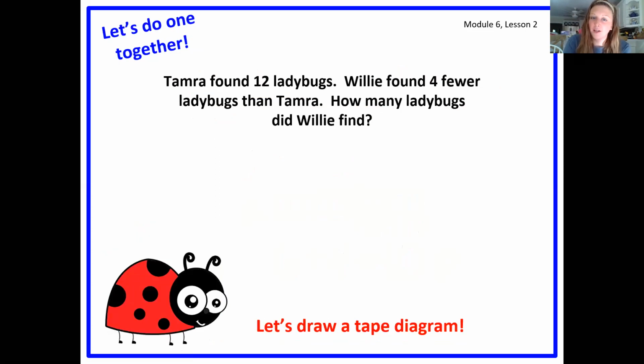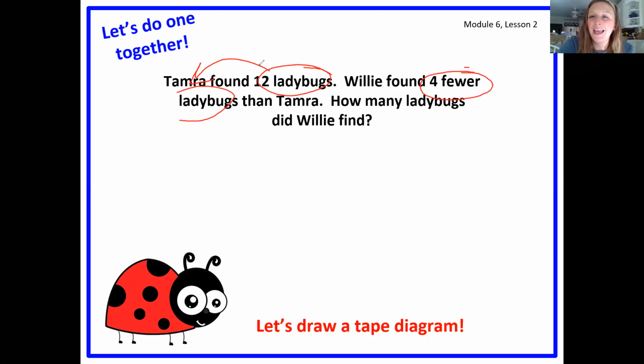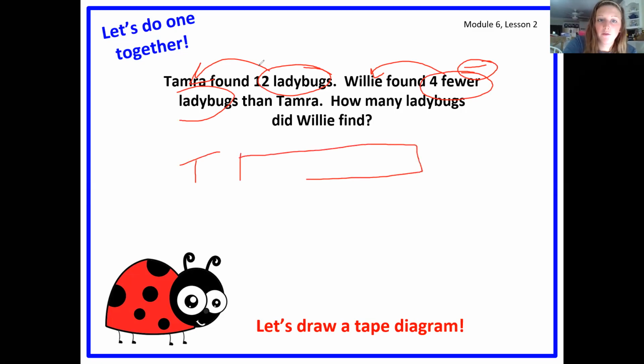So Tamira found 12 ladybugs and Willie found 4 fewer ladybugs than Tamira. How many ladybugs did Willie find? All right, so I know, let me draw this. We're going to draw a tape diagram, but I know I need to use what I know to compare them and draw that first. So I know I have 12 ladybugs for Tamira, and Willie had 4 fewer. So fewer means less. I'm going to subtract. So I know Tamira had 12. Let's see if I can do this.